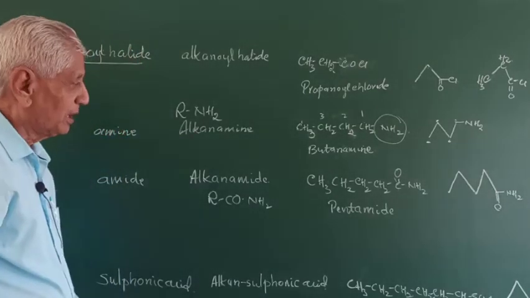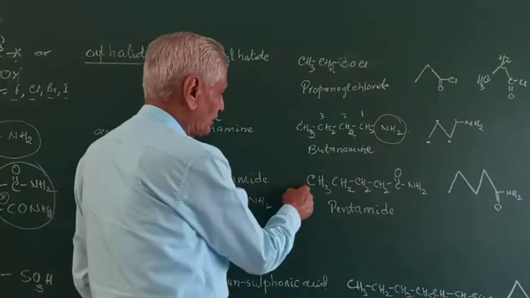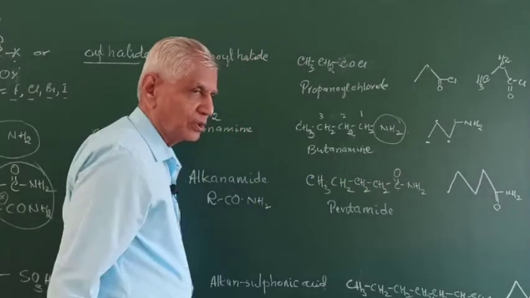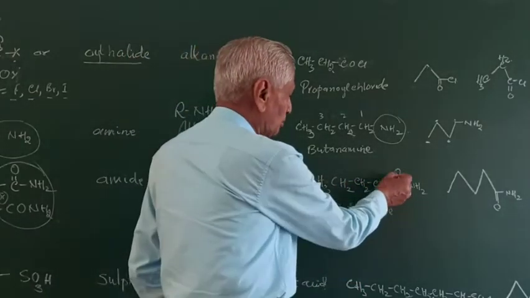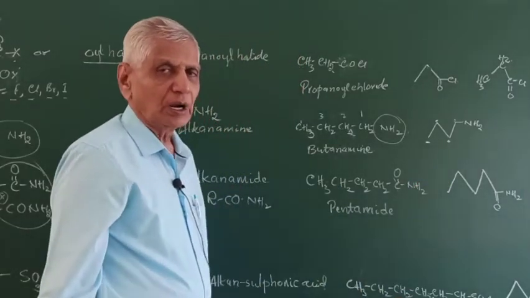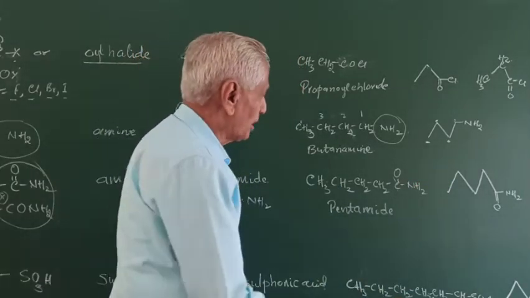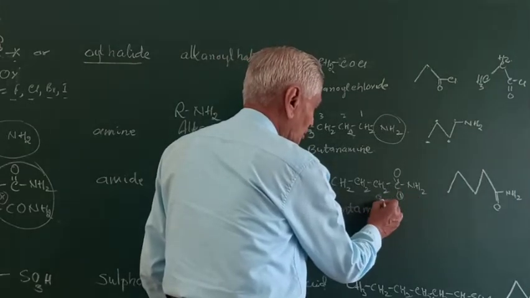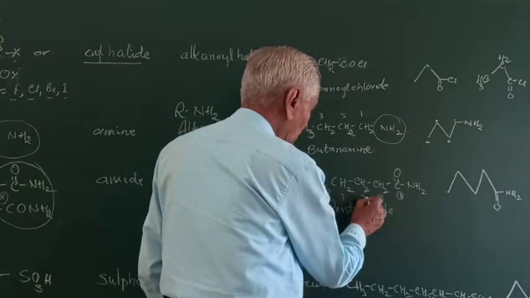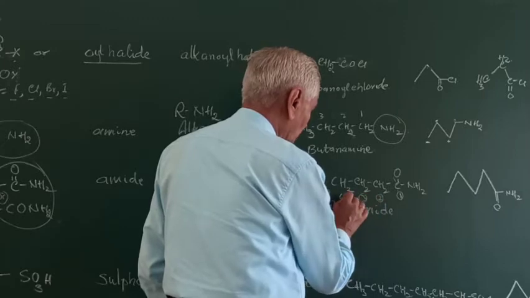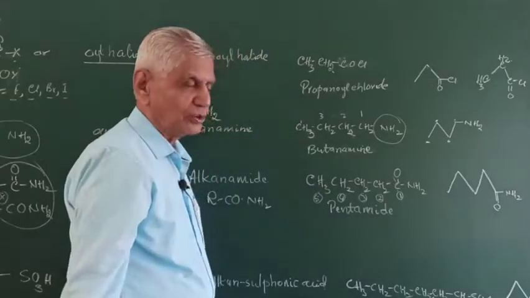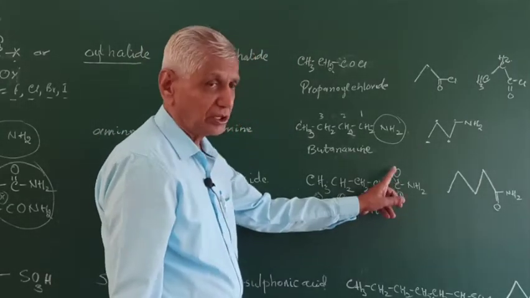RCONH2 is alkane amide. Example, CH3, CH2, CH2, CH2, CONH2. Now this is the functional group, CONH2. The carbon having the functional group is called number 1. This is number 1, this is 2, this is 3, this is 4, this is 5. So the compound contains 5 carbon atoms including the CONH2.